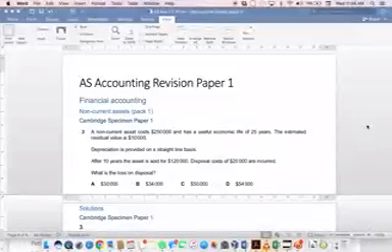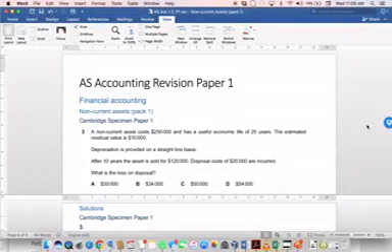Multiple choice questions on non-current assets from the 2016 exams. From the Cambridge Specimen Paper number 1, question 3. A non-current asset costs $250,000 and has a useful economic life of 25 years. The estimated residual value is $10,000 and depreciation is provided on a straight line basis.